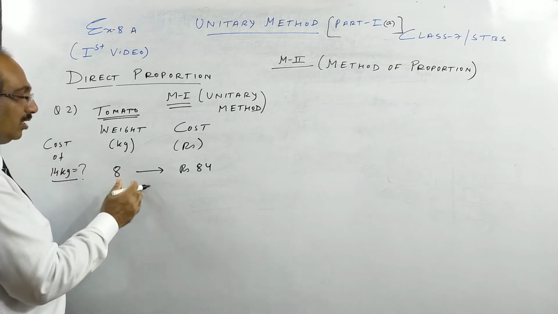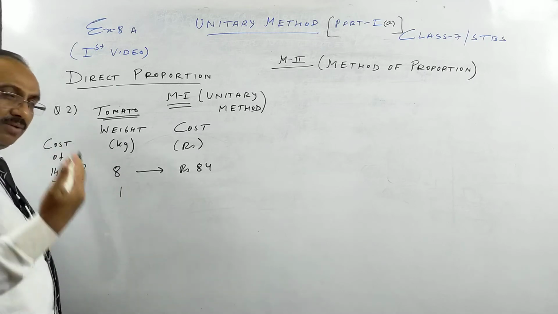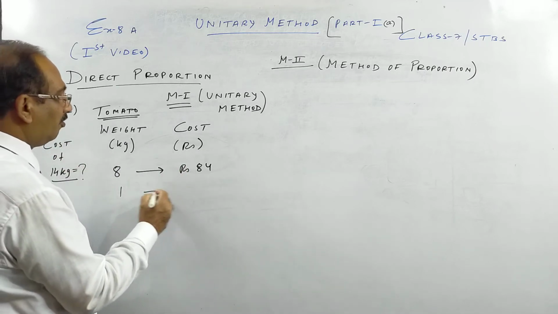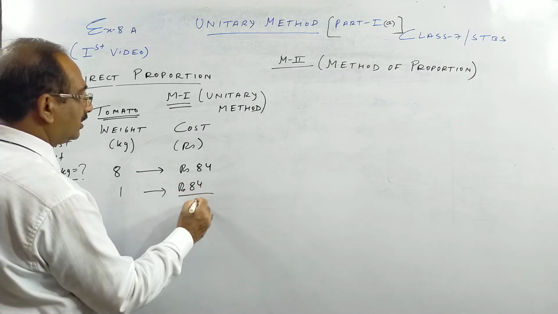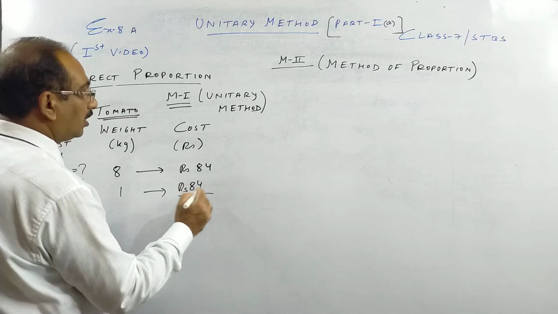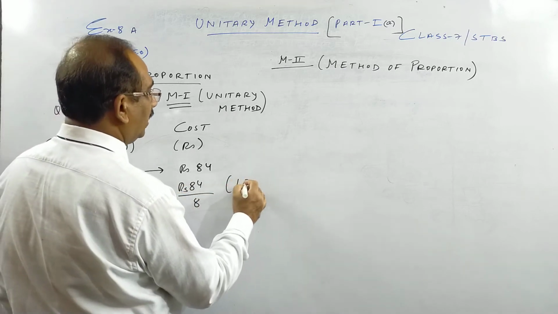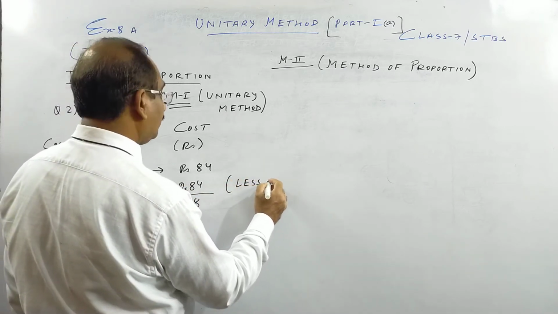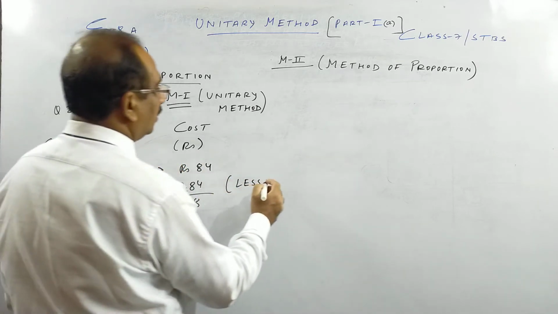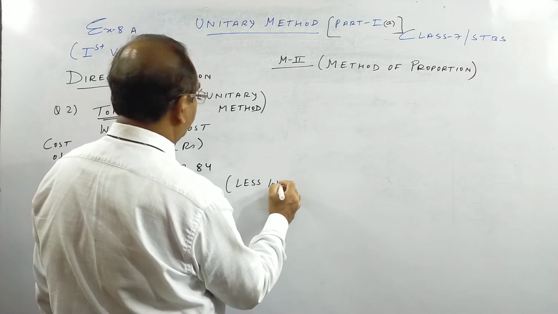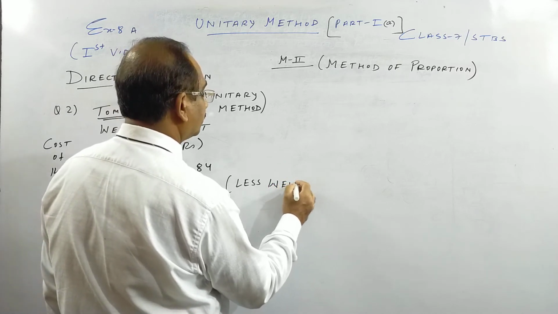So therefore, 1 kg by unitary method. Unitary method means 1. Cost of 8 kg is this. For 1 kg, the cost will be less. So you write less weight, or less tomato, or less weight, you call it better.